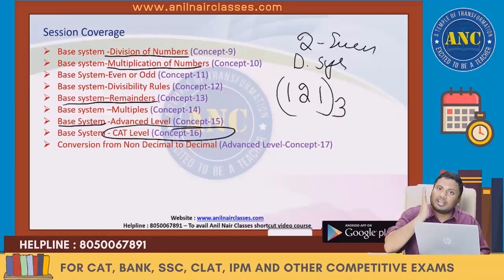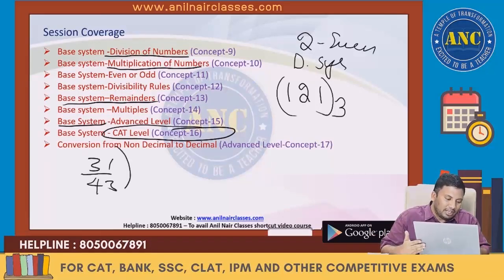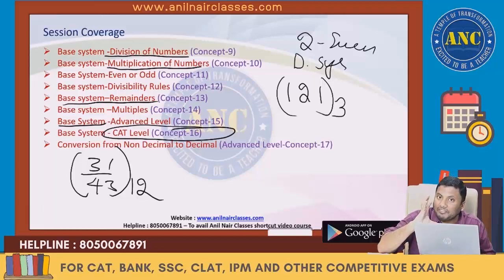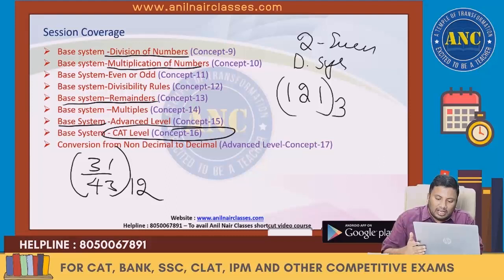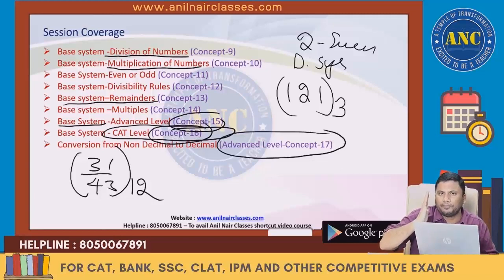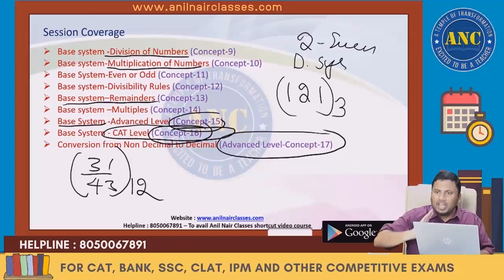Some advanced level, how to find out 31 by 43 in base system 12. This is something which you have not seen in any of the regular textbooks. How to convert a fraction, whether it is truncating or recurring. Total 17 concepts are there. Listen to every class of mine. By tomorrow evening, you do not need to refer to any of the textbooks regarding it.